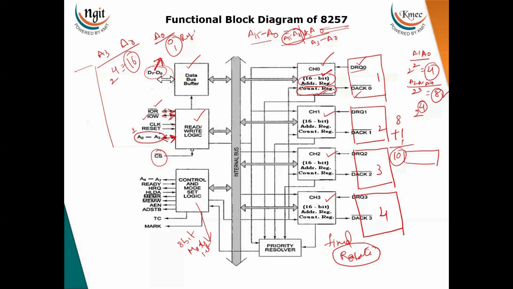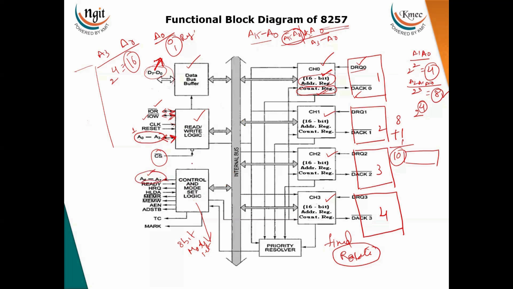Now coming to the control and mode set logic. Here, outward address bits A4 to A7 are generated by the 8257. A total of 16 address bits are required, so 8 bits are time multiplexed with the data, 4 bits are generated over here, and 4 more bits are generated here. Thereby, a total of 16 address bits are generated by the 8257.